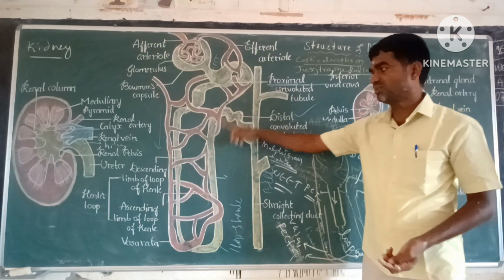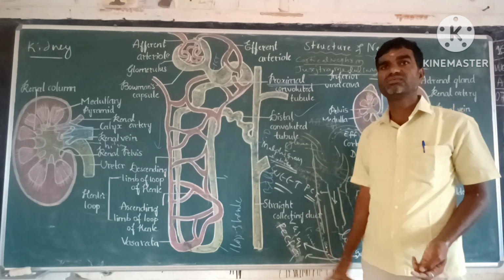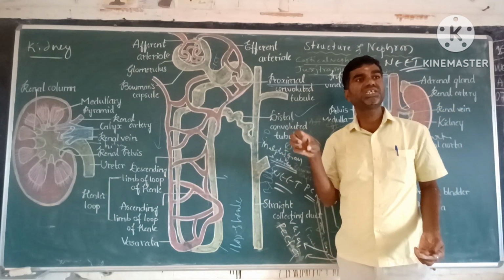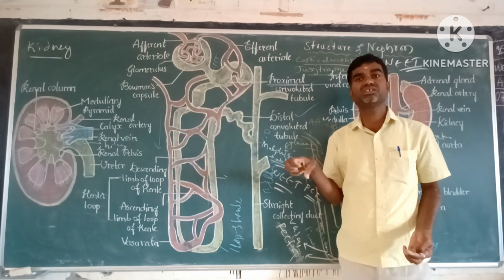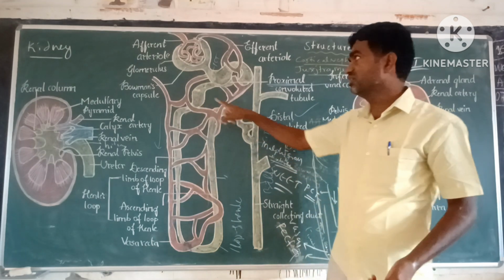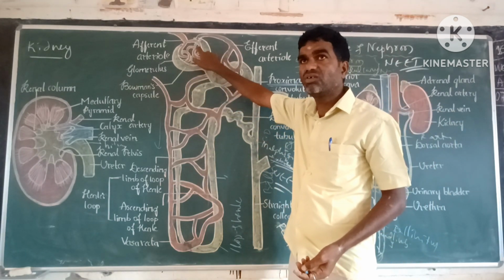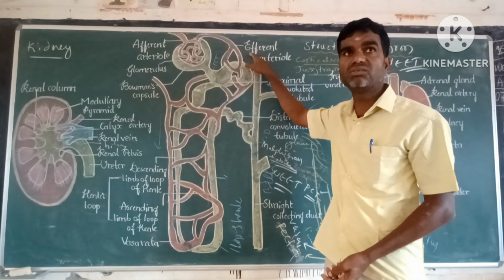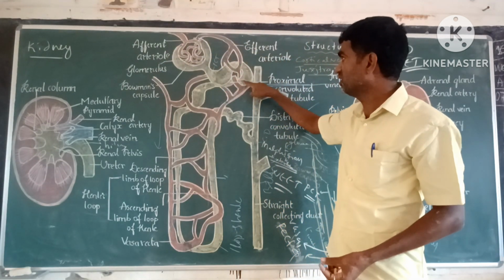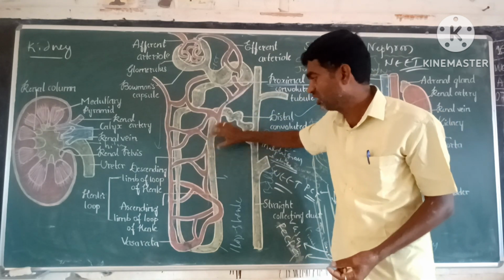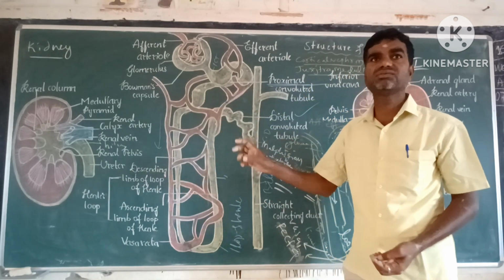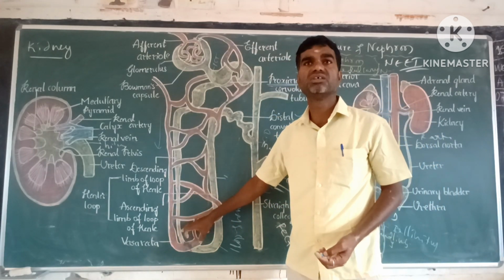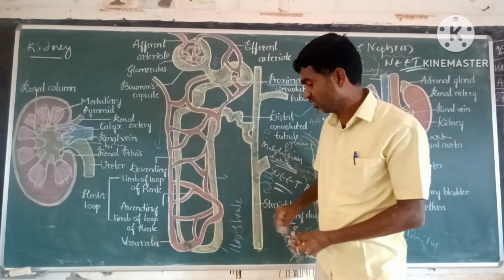Okay, so likewise, H2O molecules are filtered here. Now concentrated urine forms in the urinary bladder. And from the glomerulus, the efferent arteriole, the efferent renal arteriole, likewise the adjacent tissue contains walls, and blood is supplied from there.